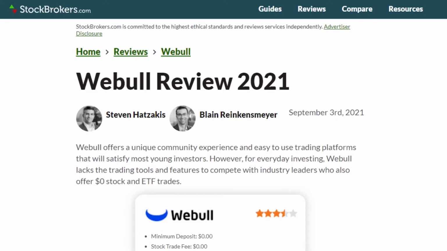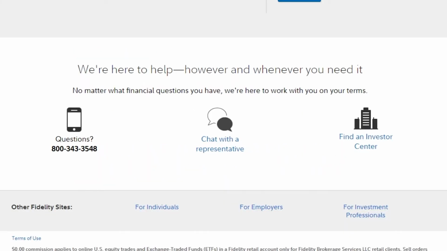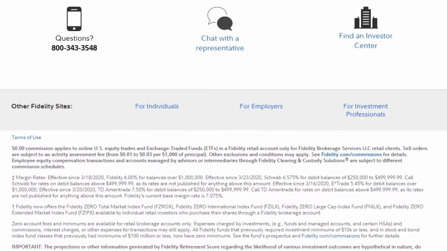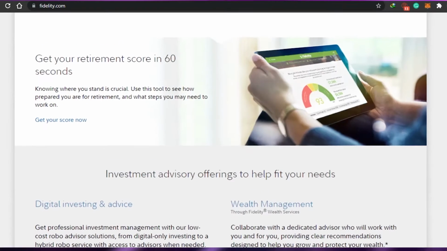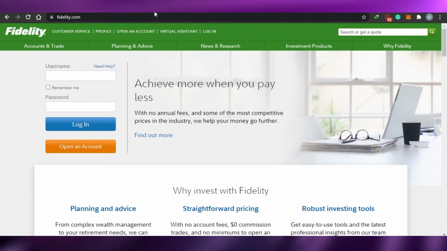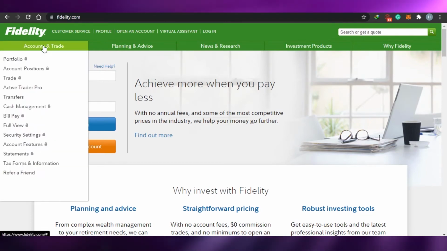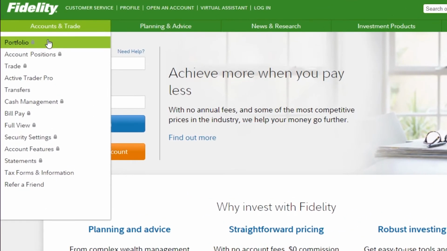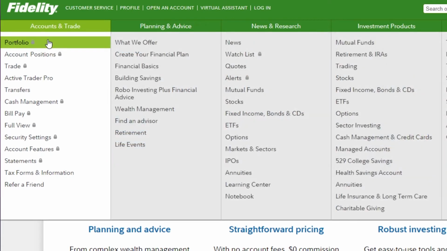But yeah, I'm not here to suggest any of these. Both of these are actually pretty amazing. Okay, so let's move on to the different features that they offer. If I go to Fidelity and go to accounts and trade, you can see right here that there is a portfolio option, which is blank for now because I have not signed up. You can see account and trade, portfolio, account positions, trade, cash management, bill pay, different settings as well, statements, tax forms, and information. So you can do a lot right here.